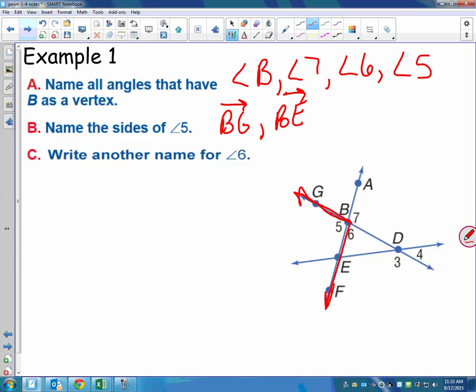So we put all three of them on there? You could, but you don't need to, right? You only need 2 sides, because BE and BF are the same line. And then we kind of already did this. What is another angle for angle 6?